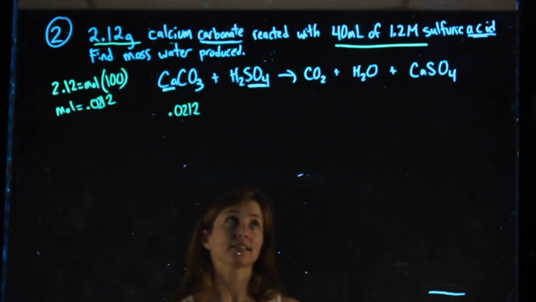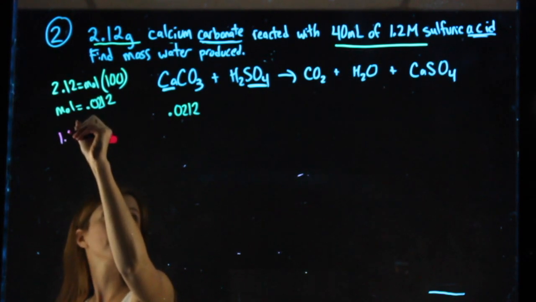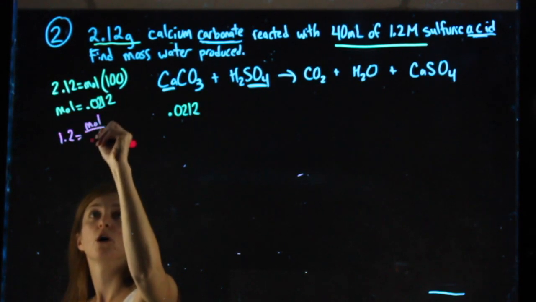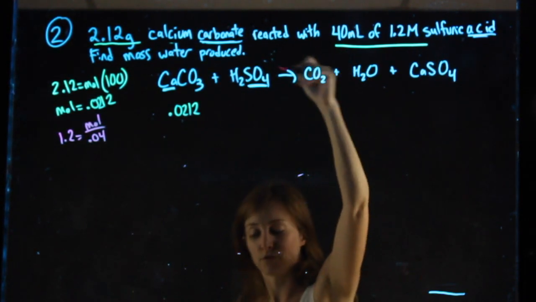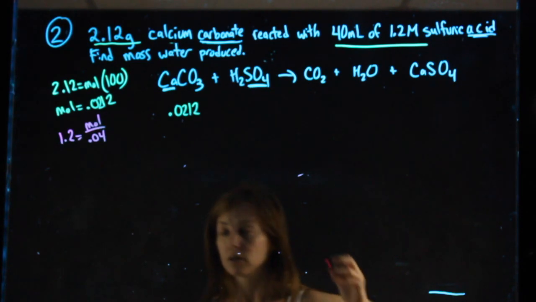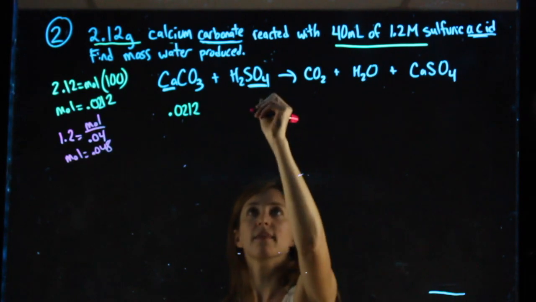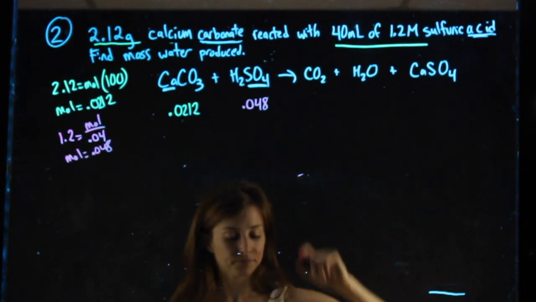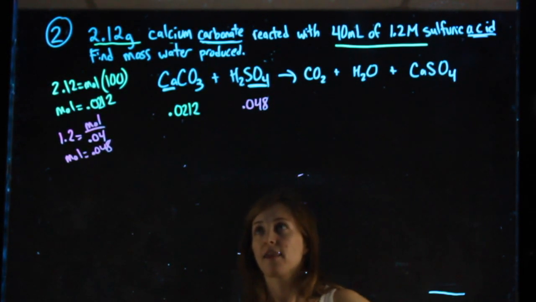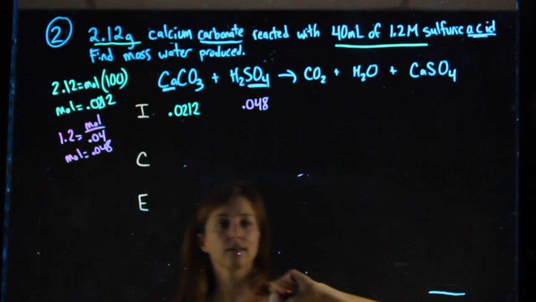For sulfuric acid, with that information, molarity equals moles over liters. I had to turn the 40 into liters by moving the decimal 3 times. So we get our moles to be 0.048. That goes here. That's in the I row, but we need C and E as well.